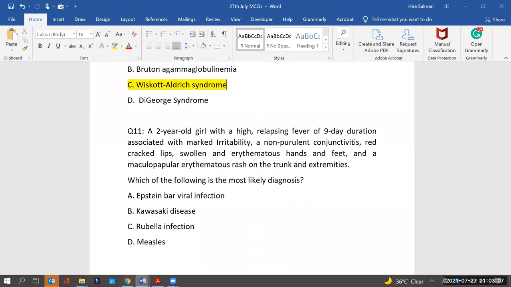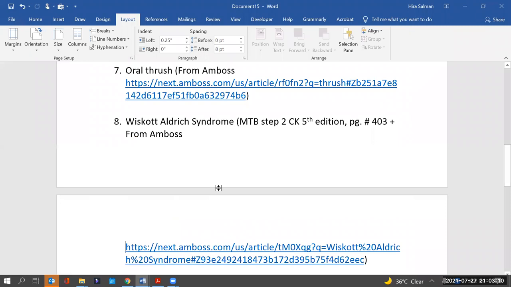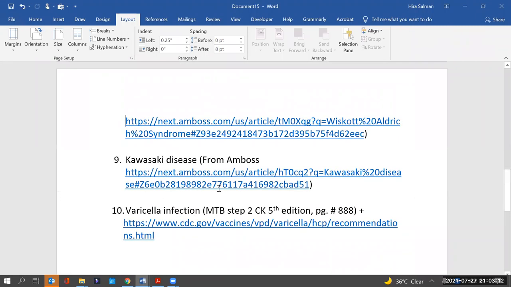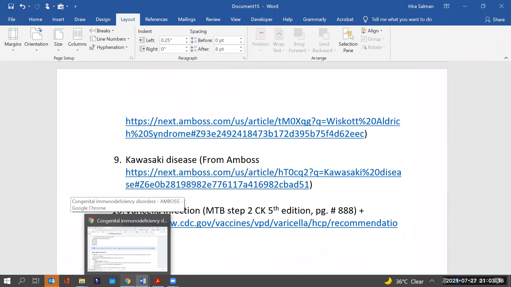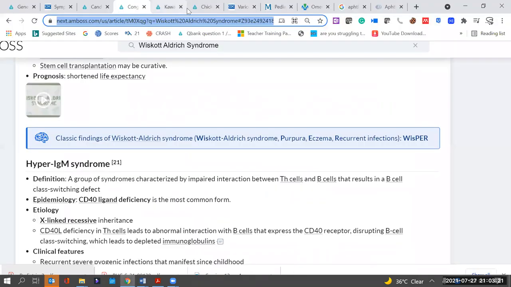Exactly. For the next one, we have to go for the theory first. Kawasaki disease, again, is not very much in detail. In fact, very little info is there in the MTB. We'll go for the AMBOSS.